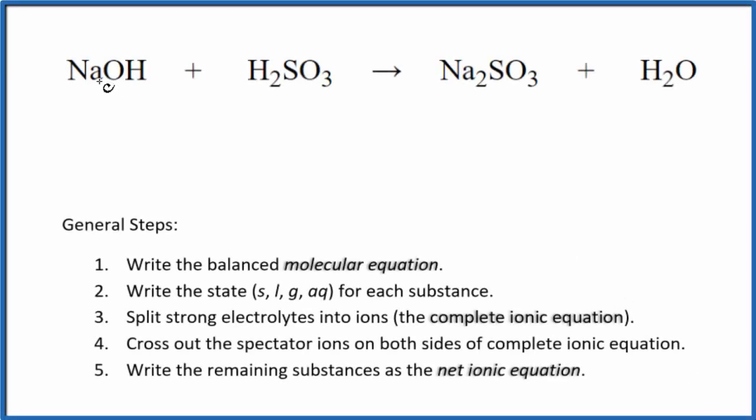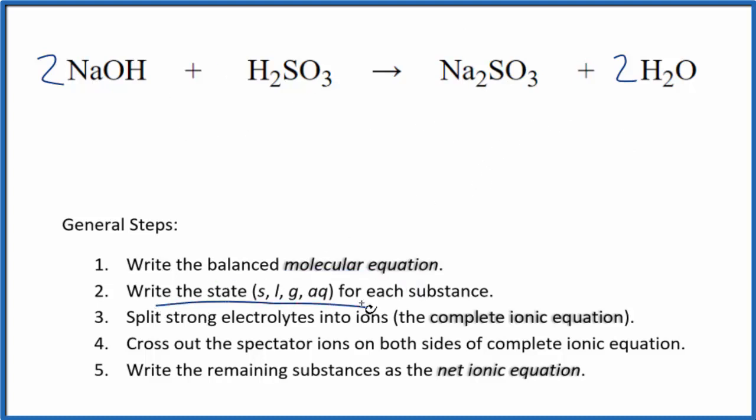To write the balanced net ionic equation for NaOH plus H2SO3, that's sodium hydroxide plus sulfurous acid, we'll use these rules here. The first thing we need to do is balance the molecular equation here. We can see we have two sodiums here and just one here, so I think we'll have to put a 2 in front of the sodium hydroxide. Then if we put a 2 in front of the water, that balances the molecular equation. So we have our balanced molecular equation.